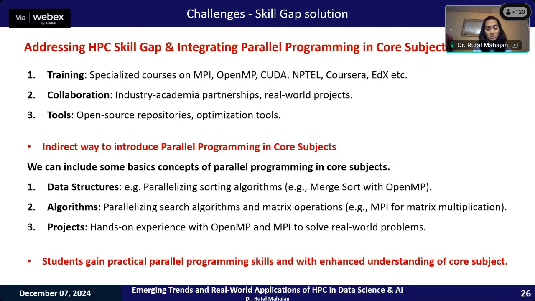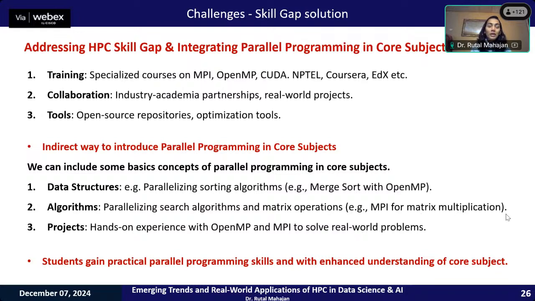In data structures, for my UG students, I just provided them with the basics of OpenMP. We are having one question: do you have something in the curriculum? Actually, no. Over here, we have to decide our curriculums.